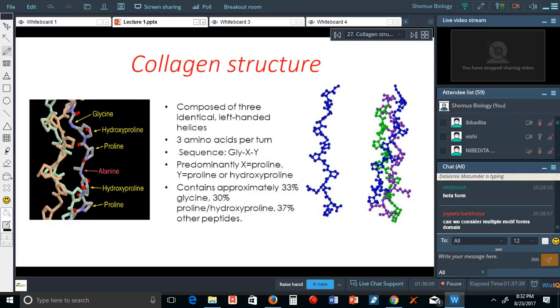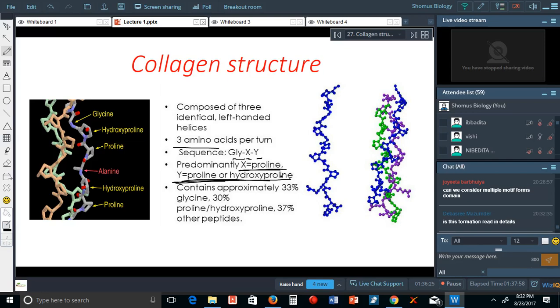If we look at the collagen structure, you will find that most of this collagen structure is mainly formed with 3 amino acids, and the sequence is repetitively similar: glycine, X and Y. What is X and Y? X denotes proline, Y is proline or hydroxyproline. So glycine, proline or hydroxyproline. That's the repeated sequence that continues to be present. So approximately 33% glycine, 30% proline or hydroxyproline, and 37% any other amino acids.